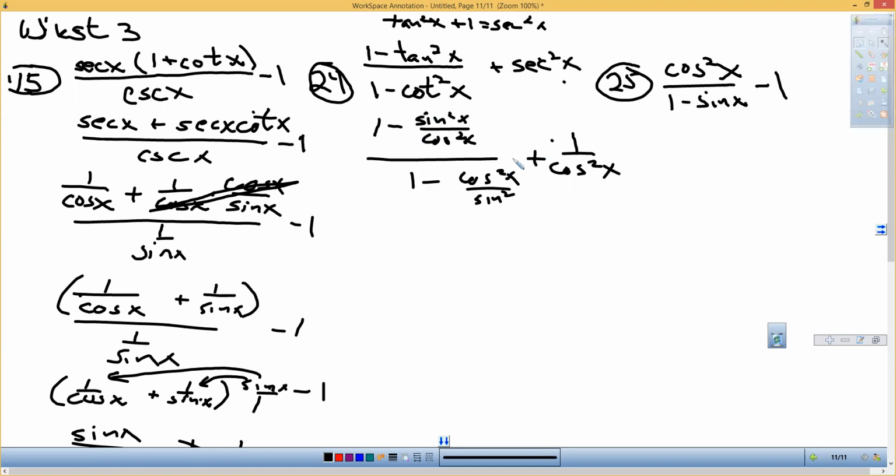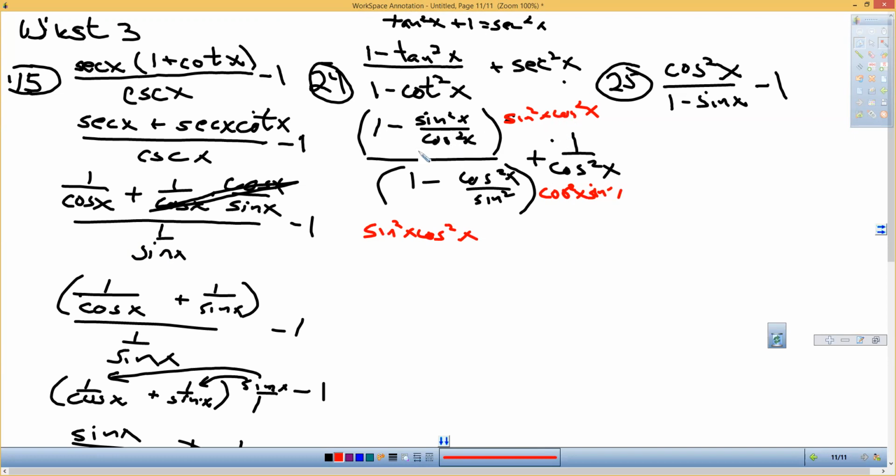So what I'm going to do is get rid of the complex fraction by multiplying the top and bottom of this by the common denominator, which is cosine squared sine squared. I'm going to multiply this by sine squared x, cosine squared x, and do the same on the bottom, cosine squared x, sine squared x. So I distribute that over to the 1, and I get sine squared x cosine squared x.